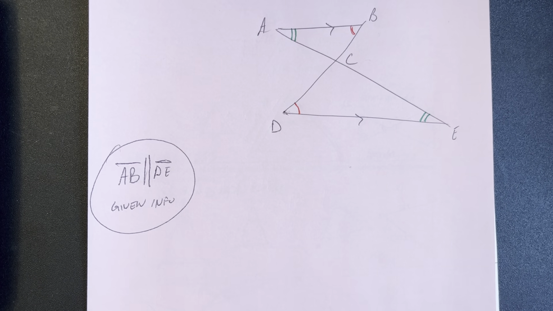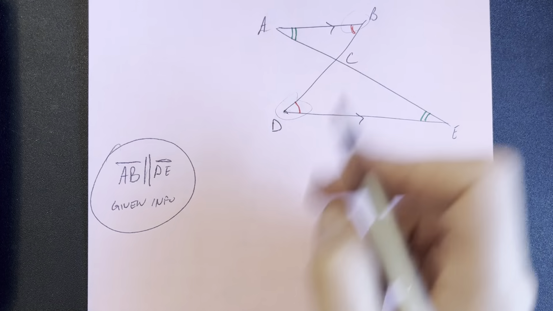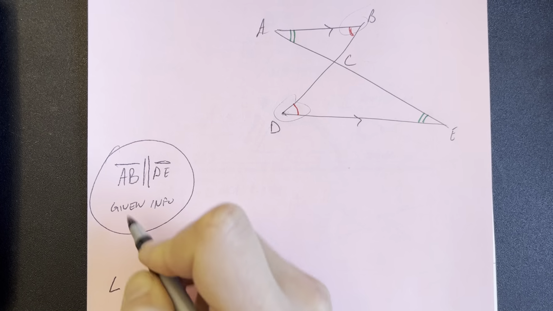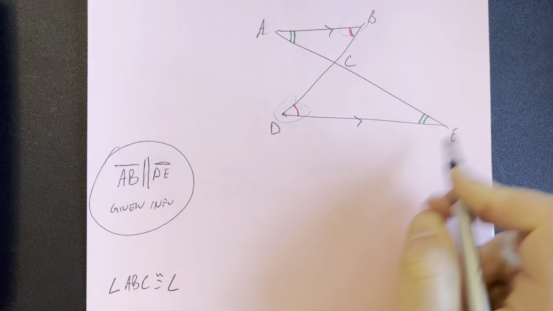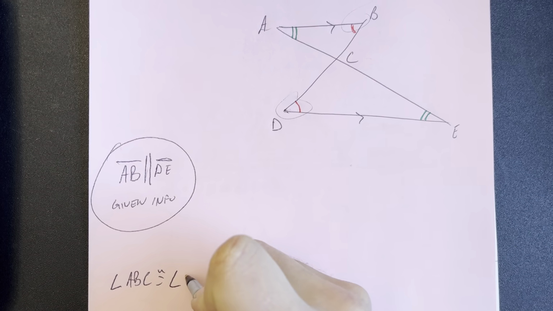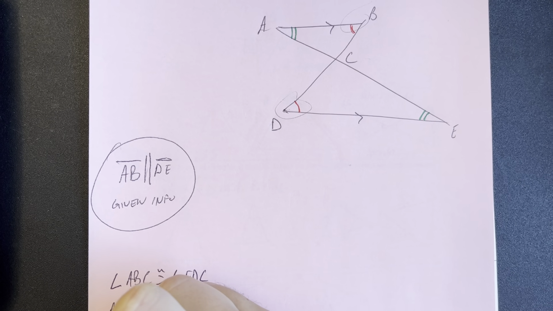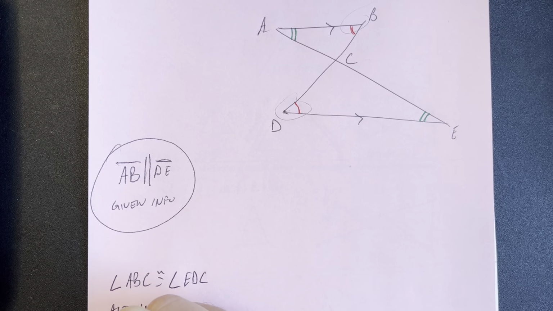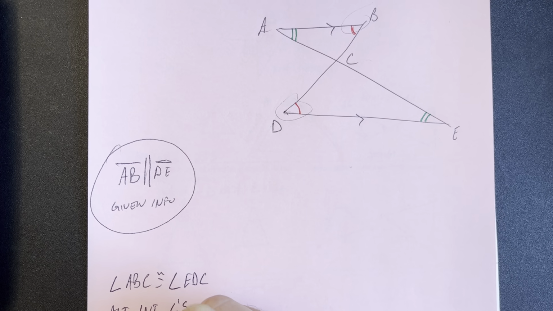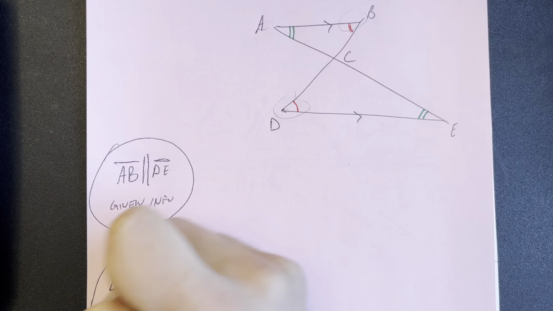So let's capture that. Because this is true, and I'm going to focus on the one in red here, we can say that angle ABC is congruent to angle EDC. And how do we know? Because alternate interior angles are congruent. Kind of full of symbols and notation here, but all good.